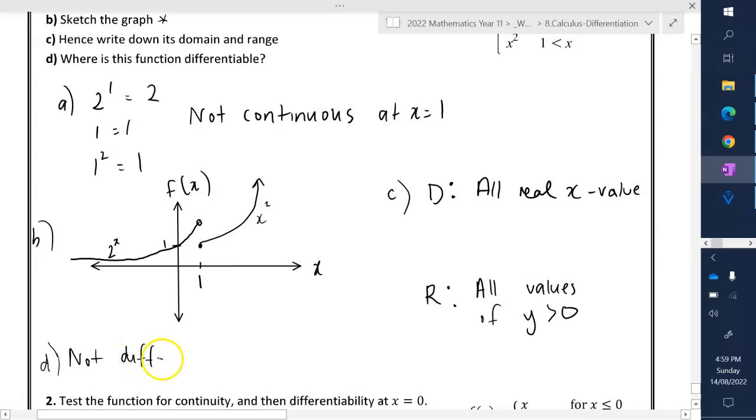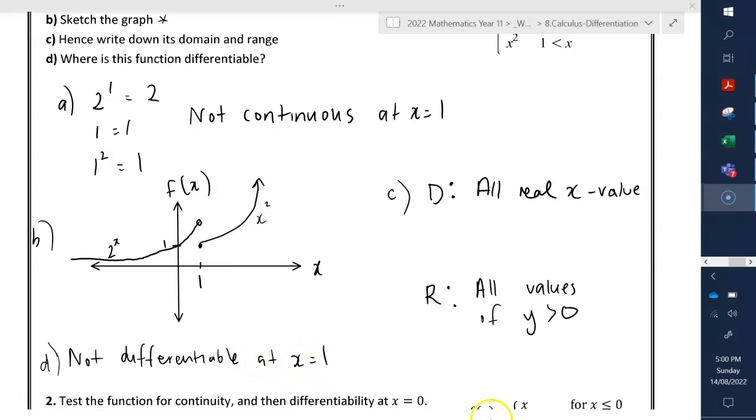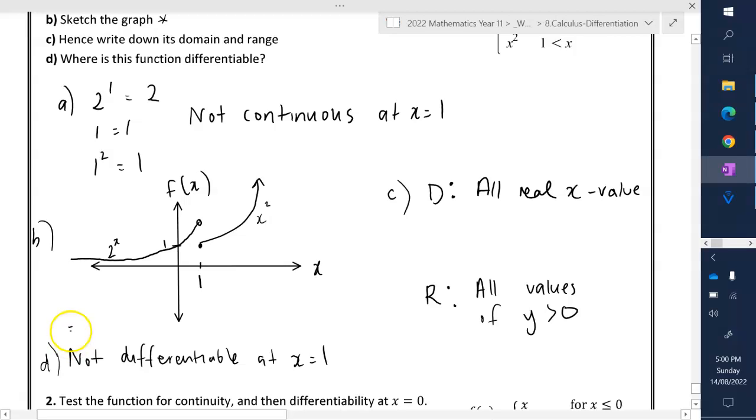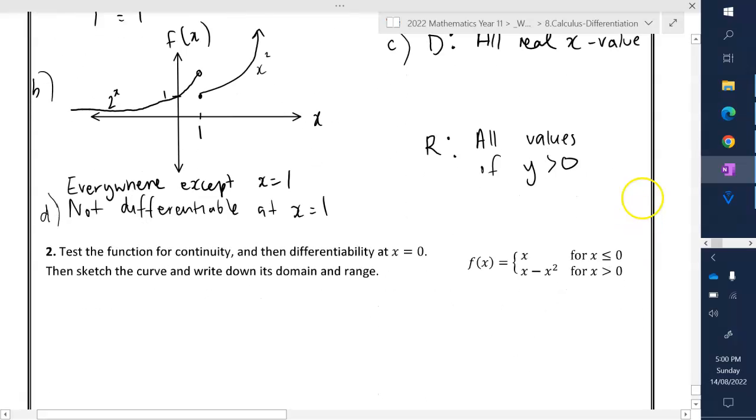And that's our solution for that one. So we'll say not differentiable at x equal to 1. To be 100% correct, I probably should put for part D that it's differentiable everywhere except x equals 1. So you could answer it both ways. Probably should say everywhere as well, except if x equals 1. Okay, let's have a look at the second one.